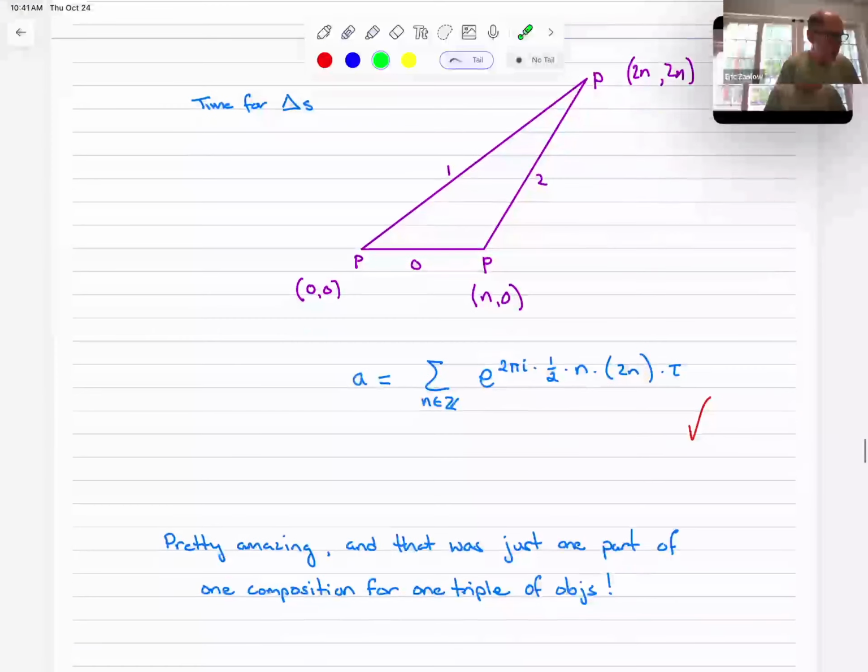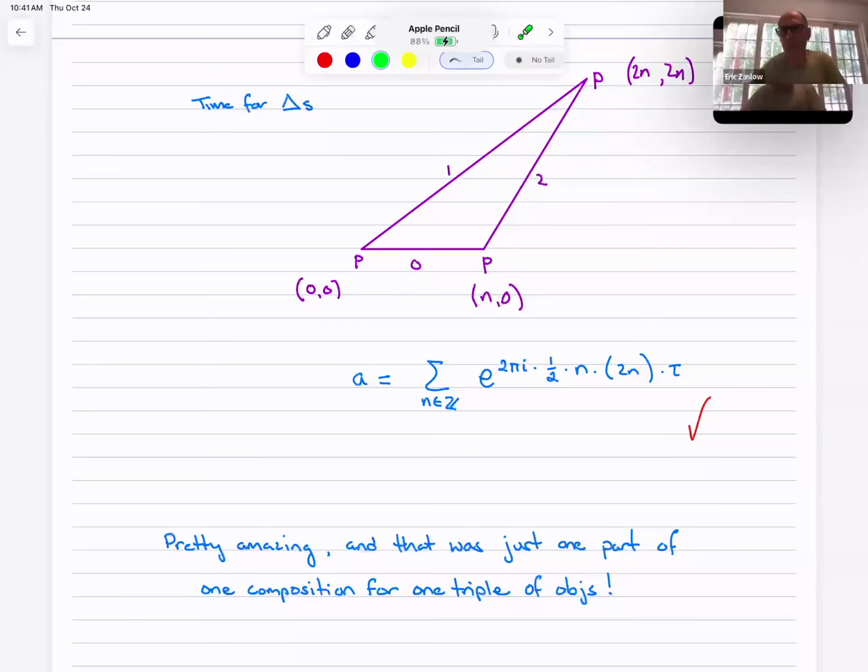So that's it. I think it's pretty amazing. And that was just one part of one composition for one triple of objects. Homological mirror symmetry is established for this in some other spaces, and it's what we think is the core mathematical distillation of the physical equivalence of mirror symmetry. All right, that's probably a good place to stop. See if there are any questions.